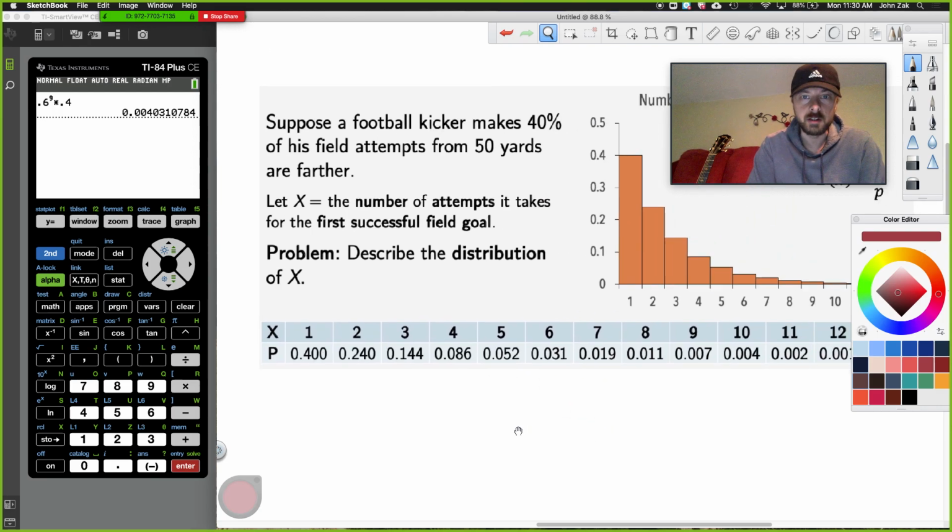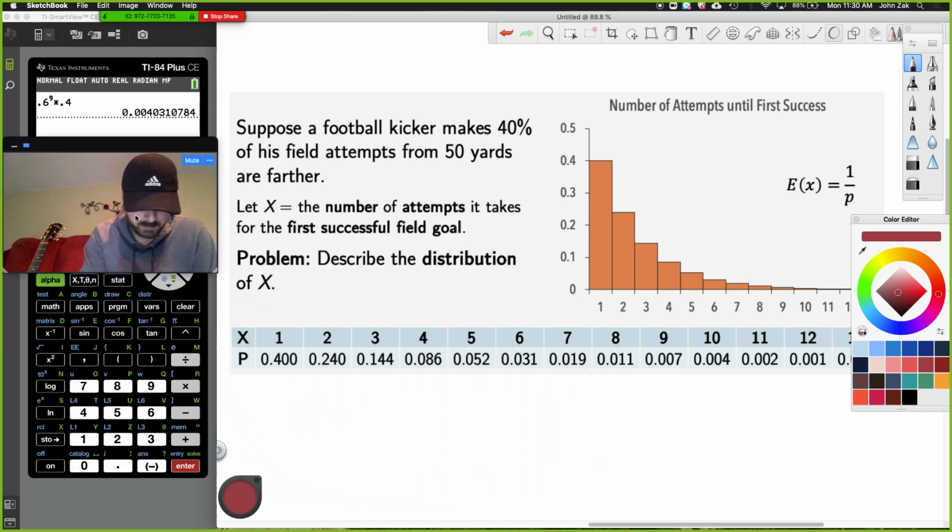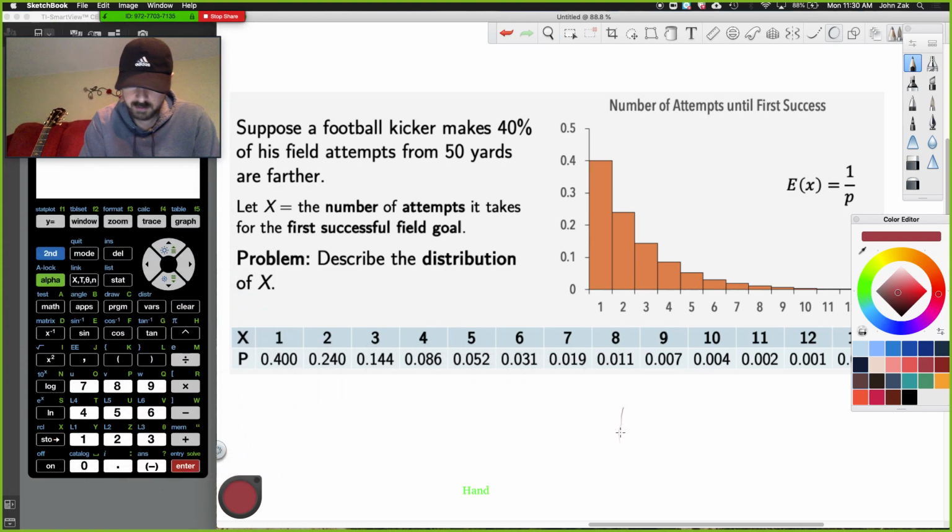Well, I calculated it earlier, and here, this actually is the distribution. I'm going to move myself. I'll just go over by the calculator now. We don't really need the calculator right now.